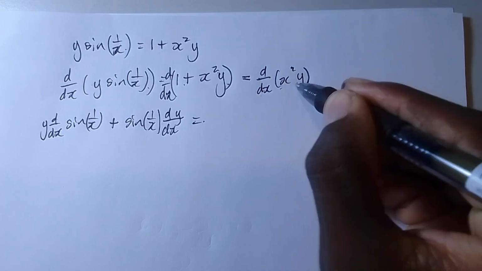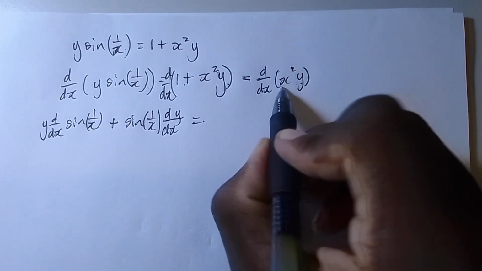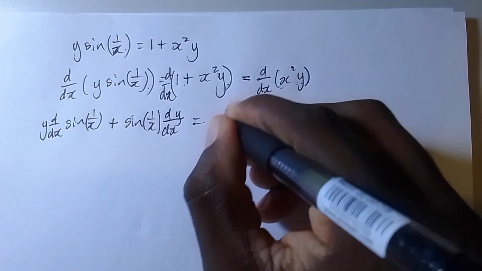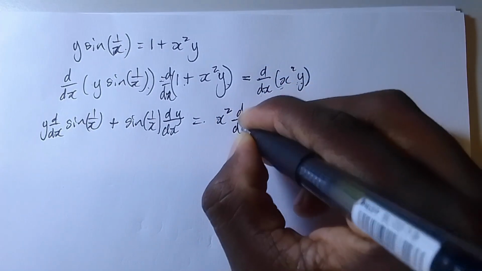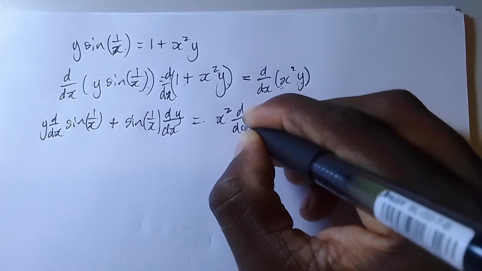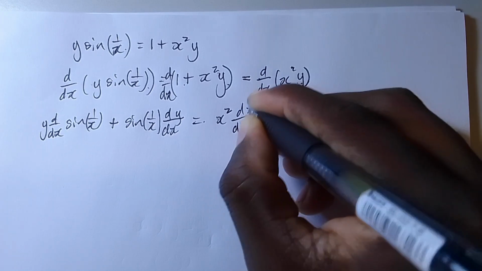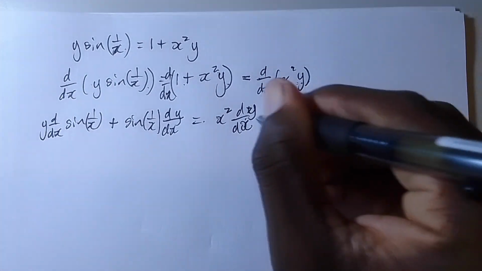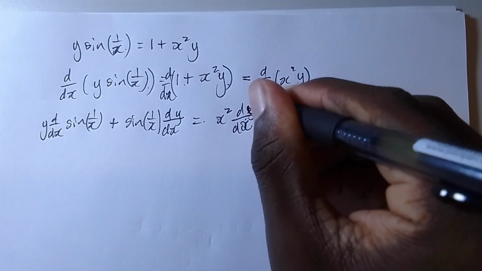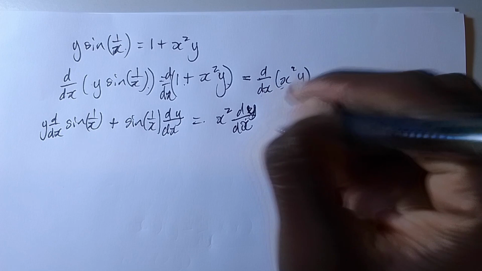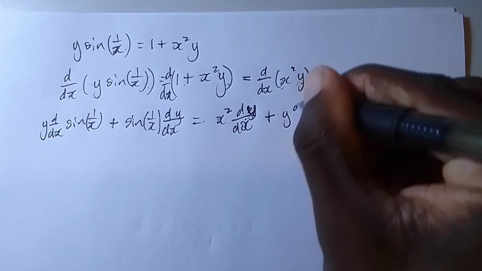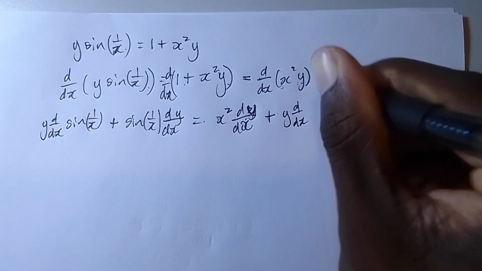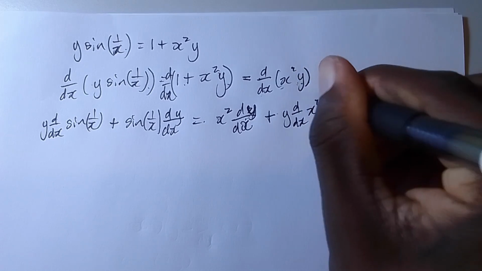Now this is a product once again. So for the product, we want x squared times the derivative of y with respect to x. And then we have y times the derivative of x squared.